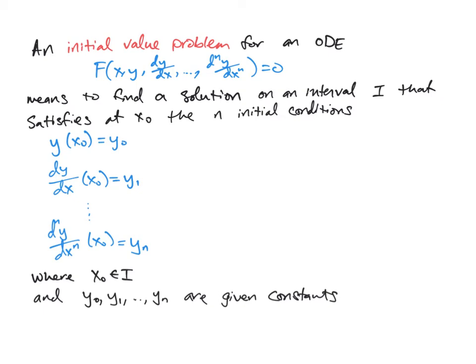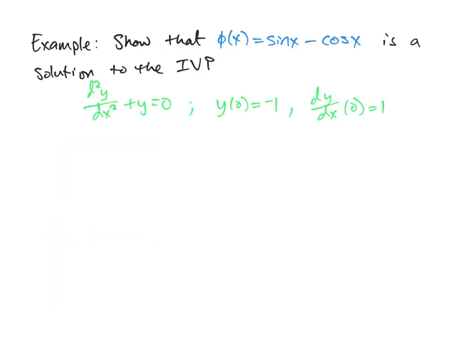So let's do an example and find the solution to an initial value problem. Here's our problem, our IVP, or initial value problem. We have our ODE in green, along with our given initial conditions. We're given a solution and we want to show that it is one. So we're just going to plug it in, compute our derivatives, and then plug them into the equation.